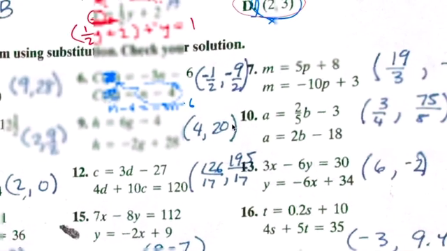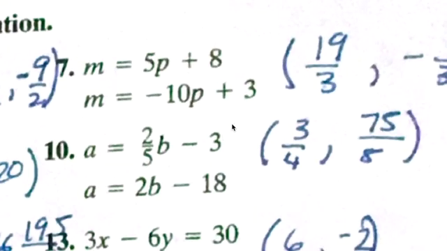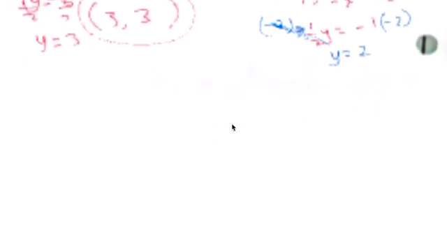I won't do that. Number 7, okay, I'll do number 7 because the answer is a fraction. Basically, you take this, put it into here, right? Or that, put it right into it. Doesn't matter which way. So, I'll do it at the bottom, number 7. So we set it up as 5p plus 8 equals negative 10p plus 3.